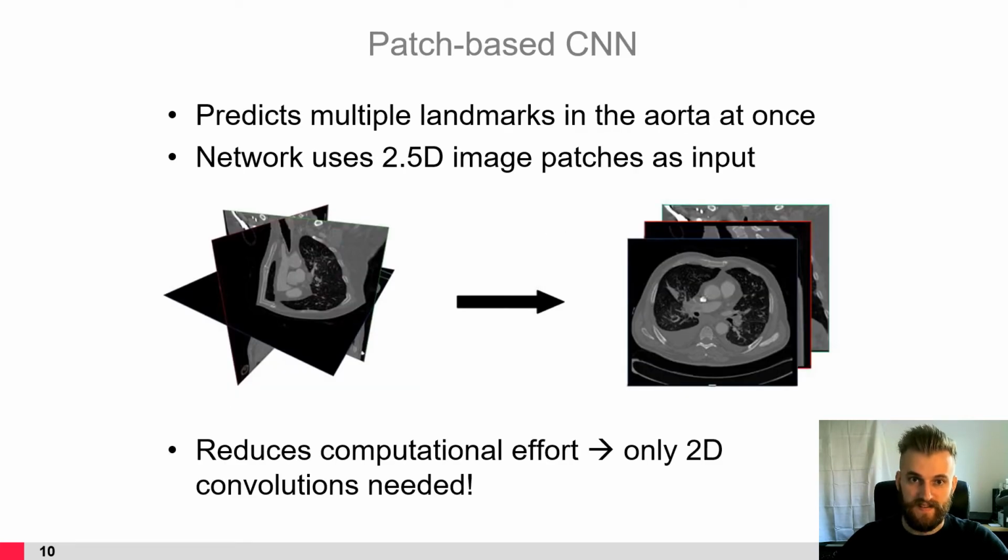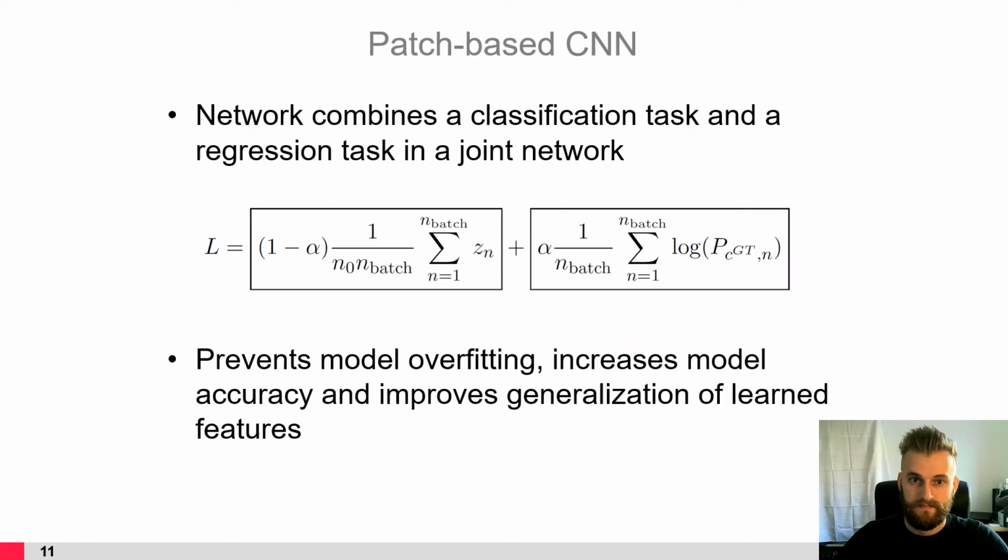The patch-based CNN, which was implemented, predicts multiple landmarks in the aorta at once. It uses 2.5D image patches as input, which means given a random point in a volume, 3 2D image patches with the size of 101 × 101 are extracted and concatenated as a 3-channel 2D representative patch. This reduces computational effort since only 2D convolutions are needed. The network combines a classification and a regression task in a joint network.